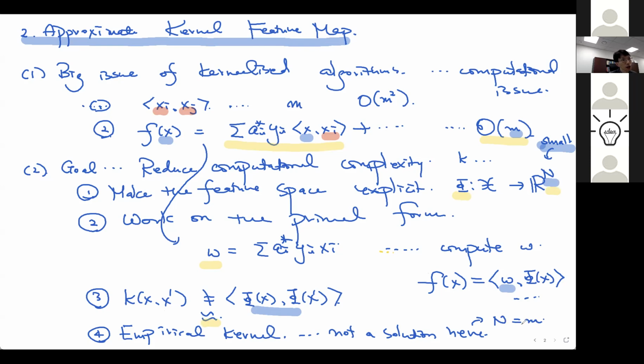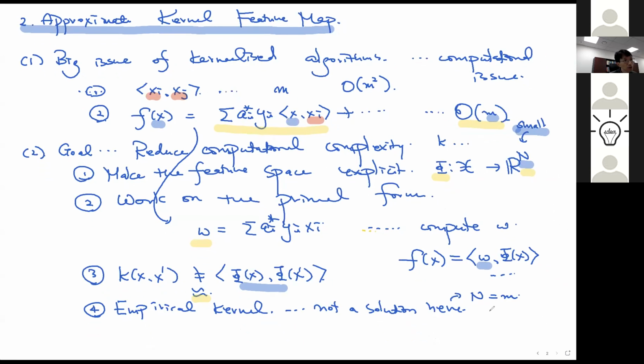If n is equal to m, that means we are not saving anything in terms of computational complexity. What we really want is to have n that is significantly smaller than m. So the question becomes, how can we design this in a principled way? The approximate kernel feature map provides us a solution for this. So what is an approximate feature map? It is based on the following theorem.